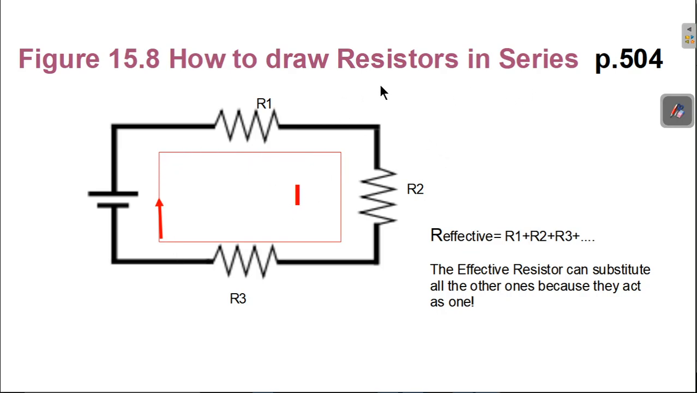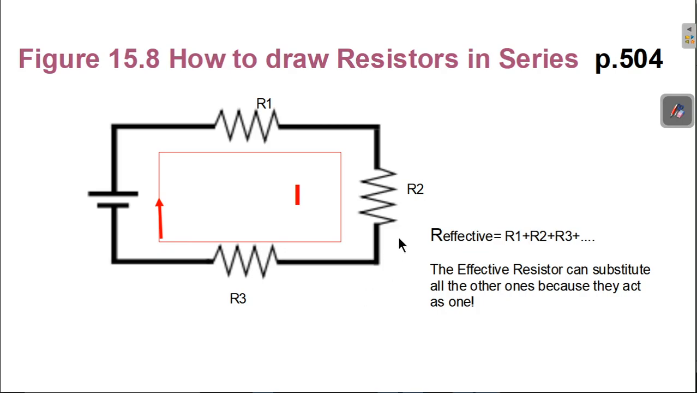When you have resistors in a series, you can add them up to find what's called the effective resistance. You could put just one resistor that would do the resistance of all three. So the resistance combined of all three is what you have there when you calculate the effective resistance, all of them together. So here you have your definition. The effective resistor can substitute all the other ones because they act as one. And if you are in a series, you're going to add them up. As simple as that.